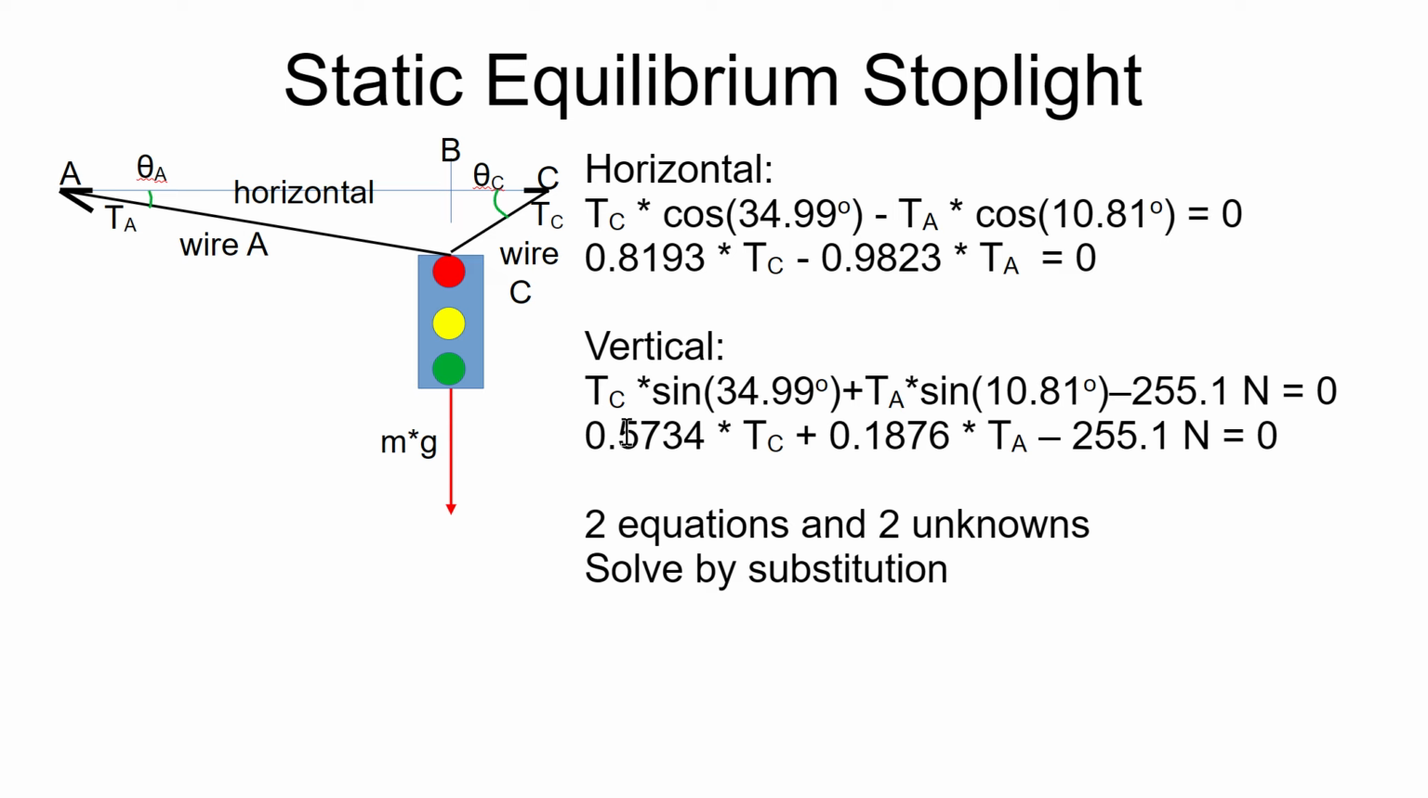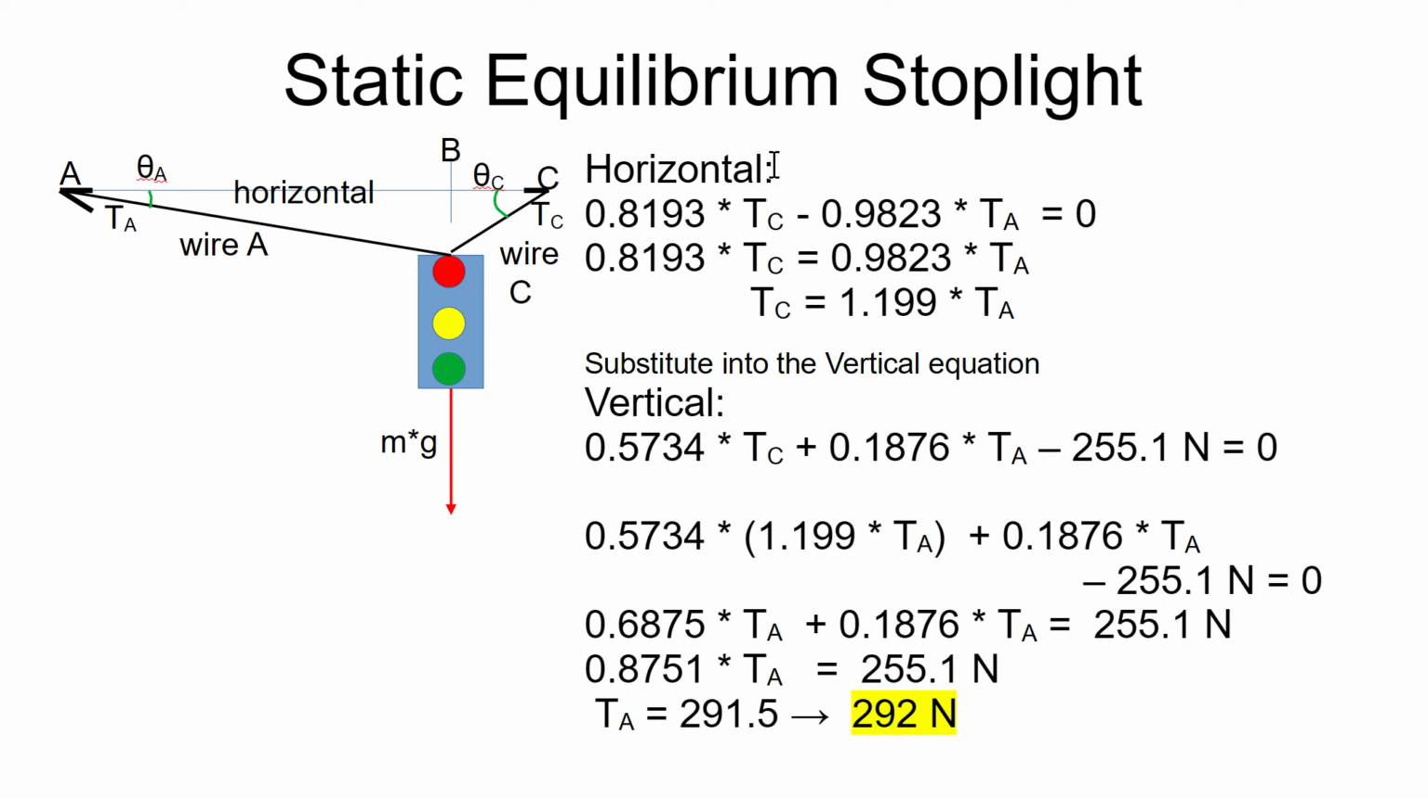In the vertical direction, we've got two positive components upward, and the 255.1 newtons, the weight of the stoplight, going down. We find here two equations and two unknowns. T sub a and T sub c are both unknown. That's mathematically solvable, and I'm going to solve this by substitution, and we'll do that on the next slide.